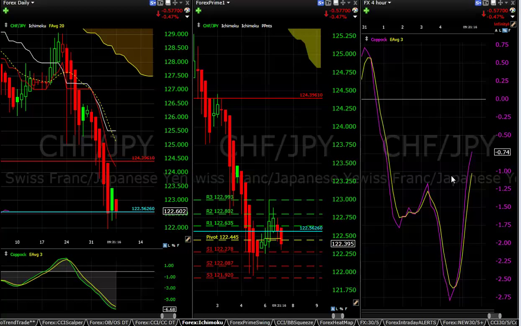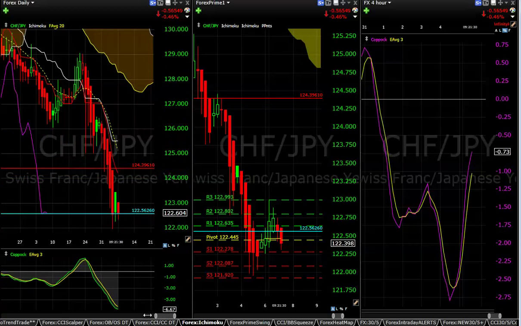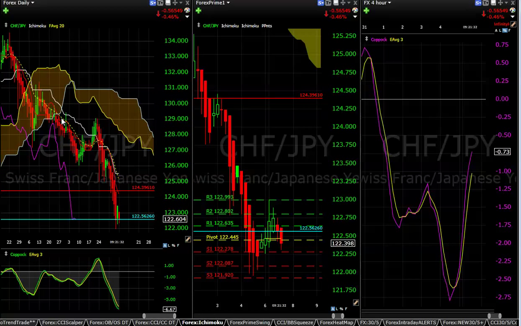Taking a look this morning, very briefly, at the Swiss franc versus the Japanese yen. Just to explain first, the three panels that you're looking at here. This is a daily panel over here on the left side of the chart. And right off the bat, one of the things we see is the overall trend is still very bearish.